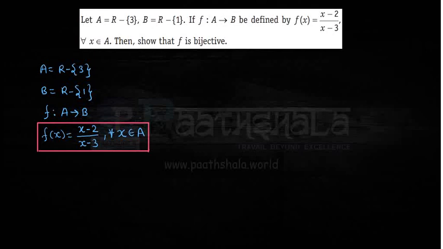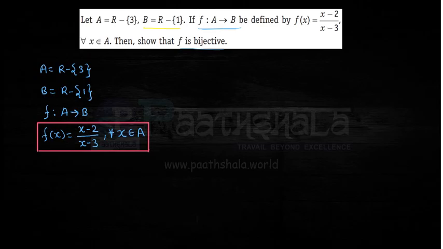Let A be a set of all real numbers excluding 3. B is also a set of all real numbers excluding 1, and the function f is defined from A to B as f(x) = (x - 2)/(x - 3) for all x belonging to A. Then show that f is a bijective.